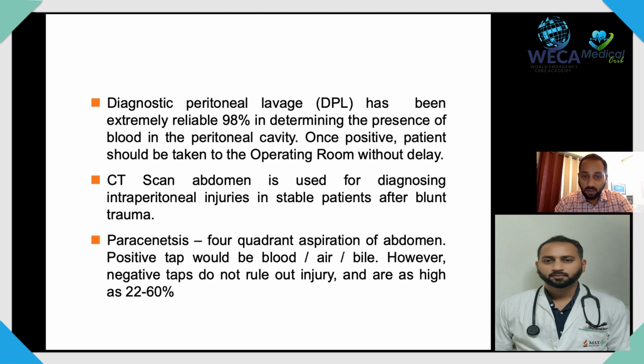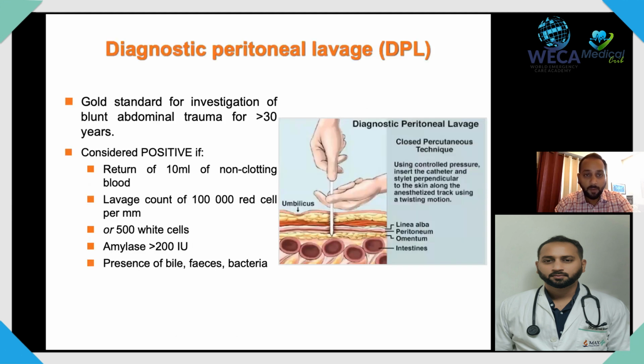CT scan can be used for diagnosing intraperitoneal injuries in stable patients, and it can give us a good idea about the injury to the solid organs. Paracentesis: four quadrants are aspirated, and a positive tap would be of blood, air, or bile. However, there can be significant negative taps, up to 20 to 60%, and therefore negative taps cannot rule out injury. So it is highly non-specific and non-sensitive. Coming to DPL, it has been the gold standard for investigation of blunt abdominal trauma for more than 30 years.